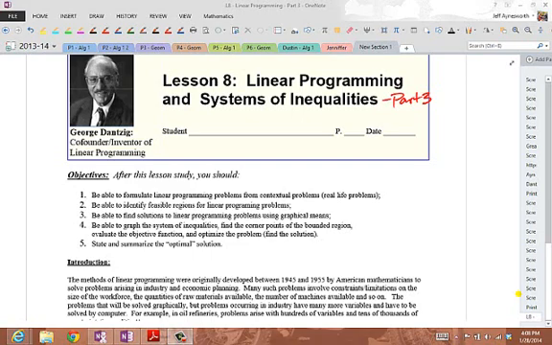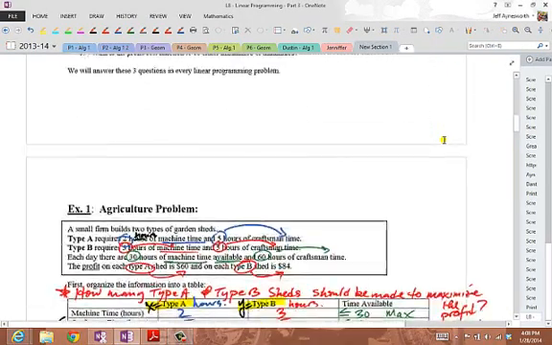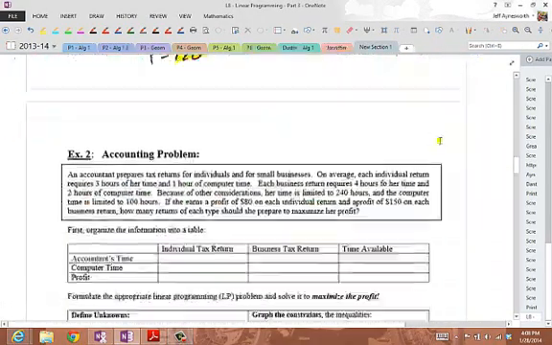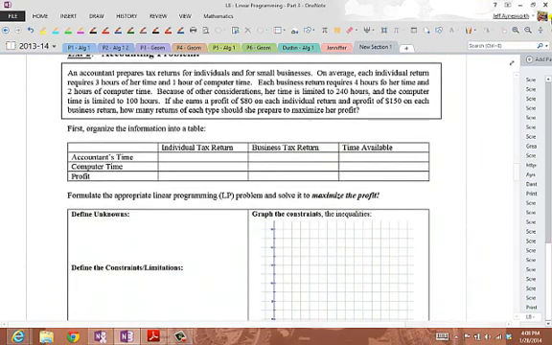This is Mr. Ainsworth, and we're going to continue in Lesson 8 on Linear Programming, Part 3, the applications of systems of inequalities. We're going to go over Example 2 today. Let's scroll down in our notes and go to Example 2. We did number 1 yesterday, and now we're in number 2. So number 2, what is it all about?